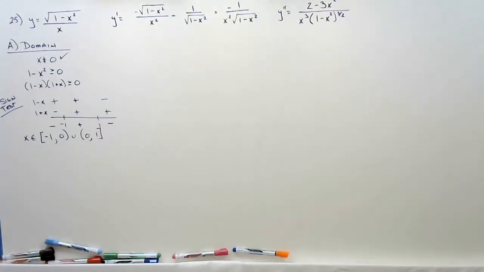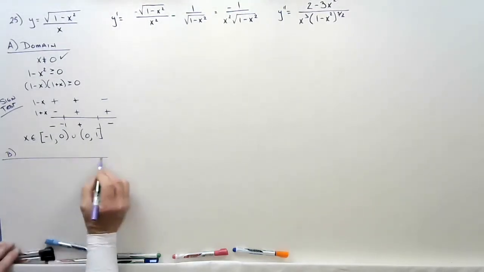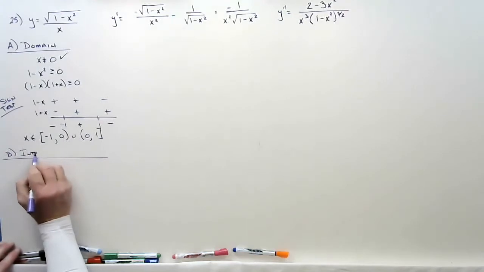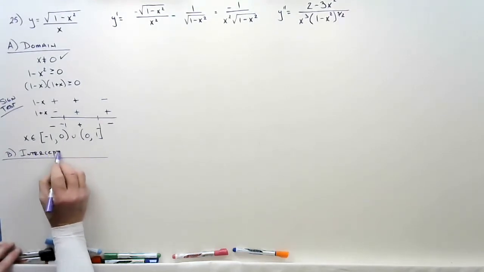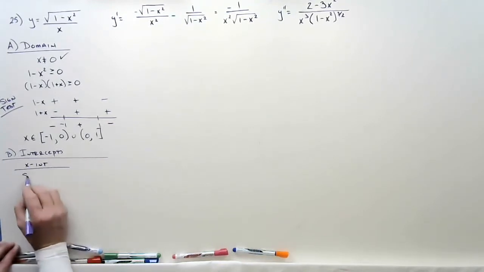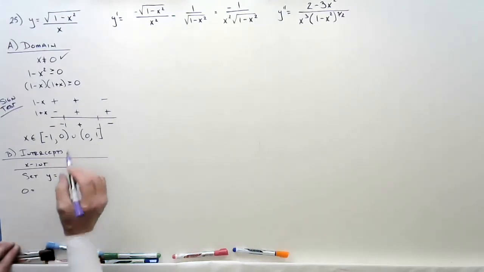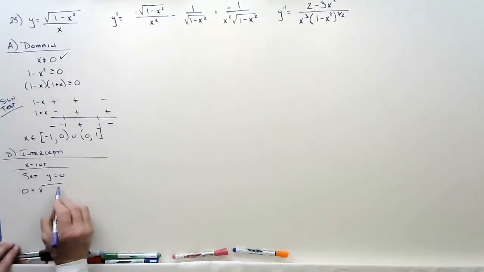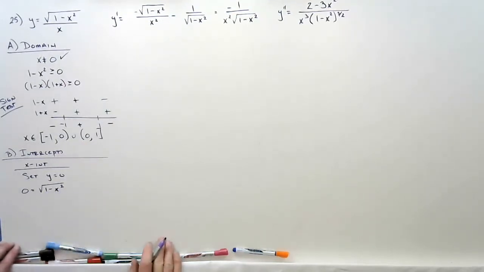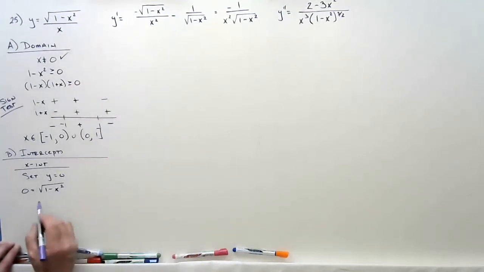Okay. So after domain, we have to do intercepts, right? And what do we do? x-intercepts. We set y equal to 0. And we get 0 equals the square root of 1 minus x squared, right? That's the numerator, and that's when fractions equal 0. So this fraction equals 0 when the numerator is 0, and that equals 0 at x equals plus or minus 1.